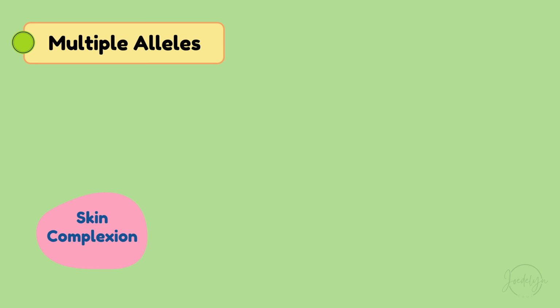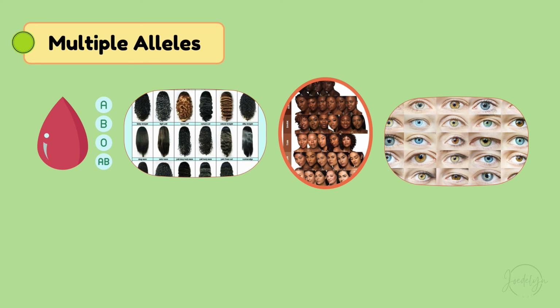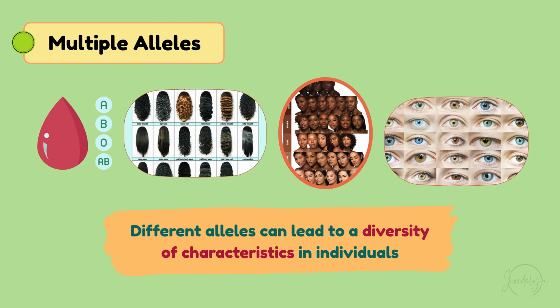Even skin complexion, ranging from lighter to darker shades, is a result of multiple alleles working together. These traits show us how the interaction of different alleles can lead to a diversity of characteristics in individuals.